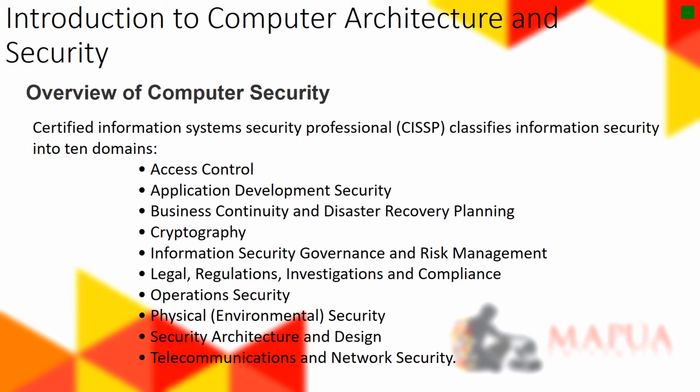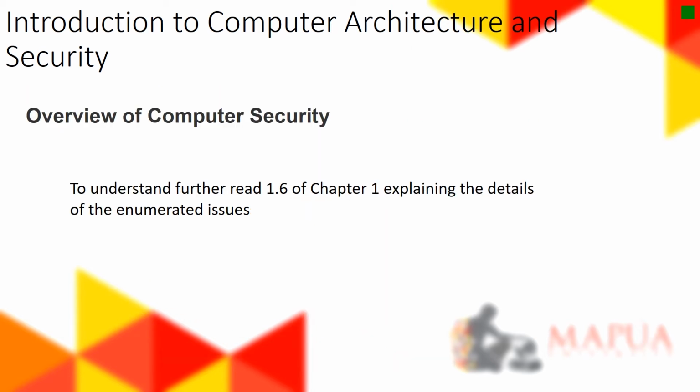First is access control. Second is application development security. Next is business continuity and disaster recovery planning, followed by cryptography. Next is information security governance and risk management, legal regulations, investigations, and compliance, operation security, physical or environmental security, security architecture design, and telecommunications and network securities.